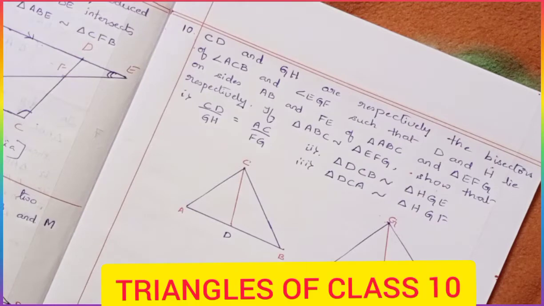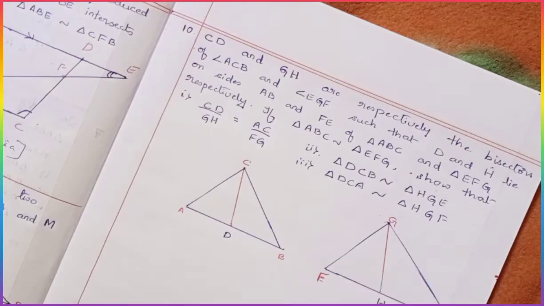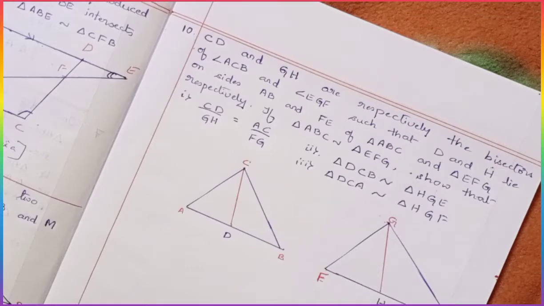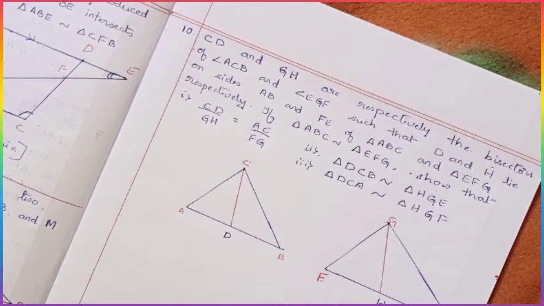CD and GH are respectively the bisectors of angle ACB and angle EGF such that D and H lie on sides AB and FE of triangle ABC and triangle EFG respectively. If triangle ABC is similar to triangle EFG, show that the first one, CD divided by GH is equal to AC divided by FG. Second one, triangle DCB similar to triangle HGE. And the last one, triangle DCA similar to triangle HGF.